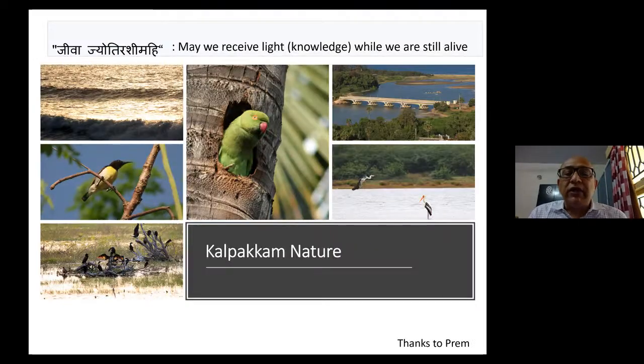So here I have just wanted to provide a glimpse of nature in our Kalpakkam node. Not only are we interested in doing science, but we are also very conscious about maintaining nature and leaving it to itself. For example, you see here, this particular motto I have taken from the Garhwal University's symbol, Jiva Jyotira Jyotirashi Mahi, which means, may we receive light while we are still alive. It is a very important Vedic saying. It says that when we live, let the knowledge come to us. So the knowledge should come to us from nature, and therefore nature has to be preserved rightly.